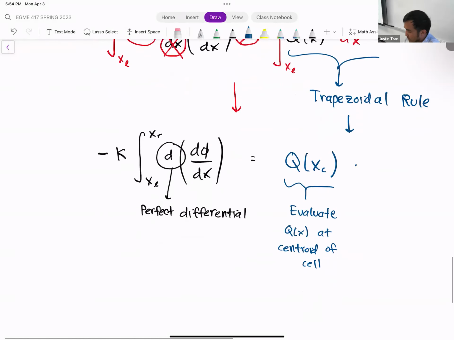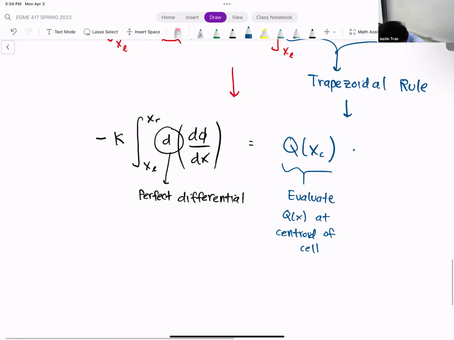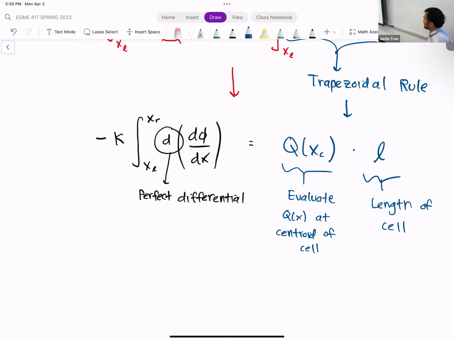So that's what the q of xc represents. You're going to take whatever your source function is and plug in x sub c, and then multiply it by big L. Big L here is the length of our cell. And with that, the right-hand side is actually done. We've applied our trapezoidal rule and we have something that's not an integral. All that we're left with is the left-hand side.